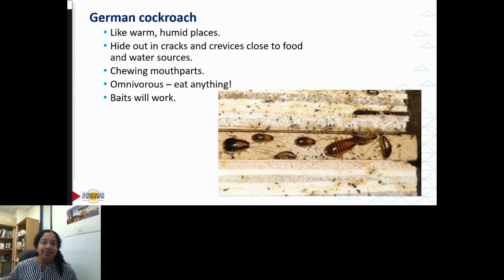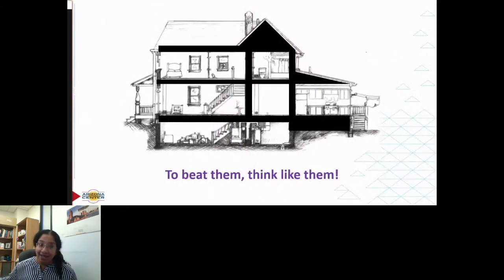So some important behavioral points there, right? And to beat them, think like them. That's like a prime rule for managing pests. When you want to beat a pest, you think like a pest. So if you look at a home, and it's like a cross section of a home, and you're a person, where would you like to go in a home, right? All of the places probably which are light in color, which are well lit, right? So living room, bedroom, kitchen, etc. But for a cockroach, all of those places that are highlighted with black, that's where they would like to hang out, right? Behavior again there. So that's where we need to focus our efforts, correct?